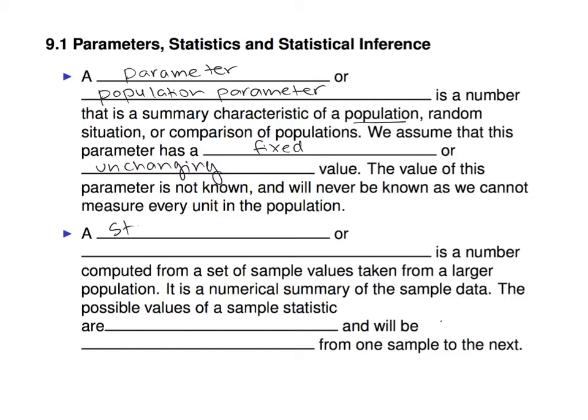A statistic, or sample statistic, is a number computed from a set of sample values taken from a larger population. It is a numerical summary of the sample data, and the possible values of a sample statistic are variable, as in you will get different results with different samples, and it will be different from one sample to the next.